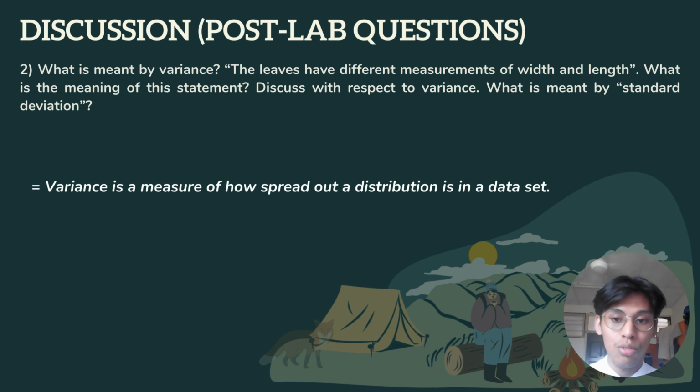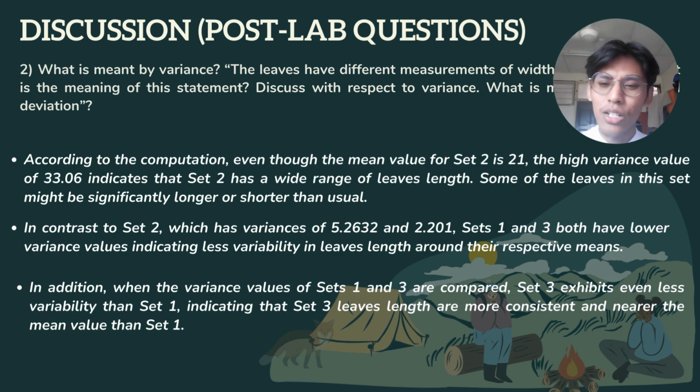For question 2, the meaning of variance is a measure of how spread out a distribution is in a data set. Next, according to the computation, even though the mean value for set 2 is 21, the high variance value of 33.06 indicates that set 2 has a wide range of leaf length. Some of the leaves in this set might be significantly longer or shorter than usual.